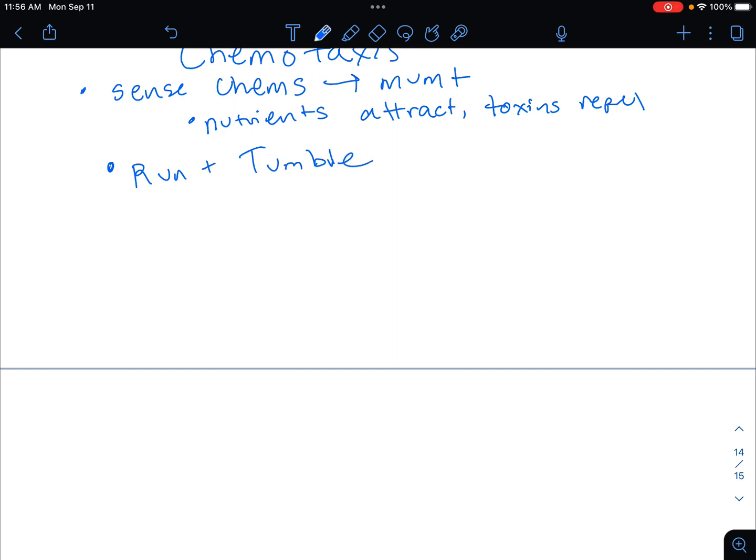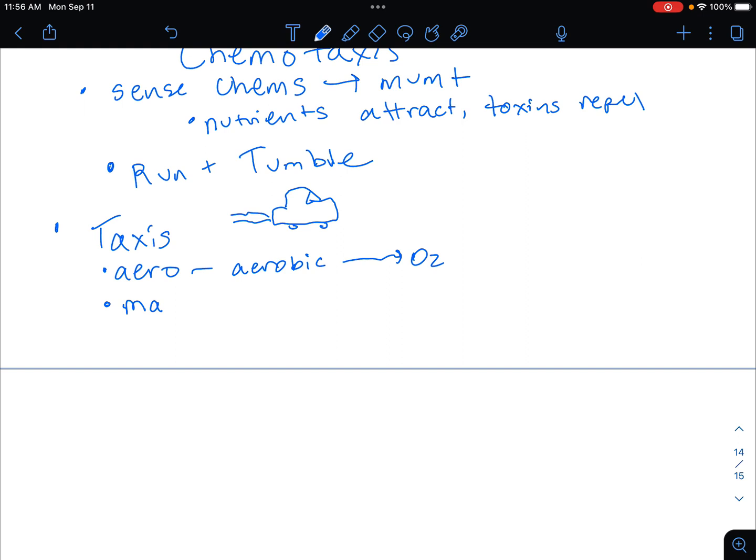We also have other types of taxis. It's kind of like bacteria taking a little journey on a taxi, but the taxi is their flagella and their own body. So we have other types of taxis, too. We have aero. And this is if the bacteria are aerobic. And, of course, they'll go towards O2, or oxygen. We also have bacteria that are kind of like magneto. They're using magnetotaxis.